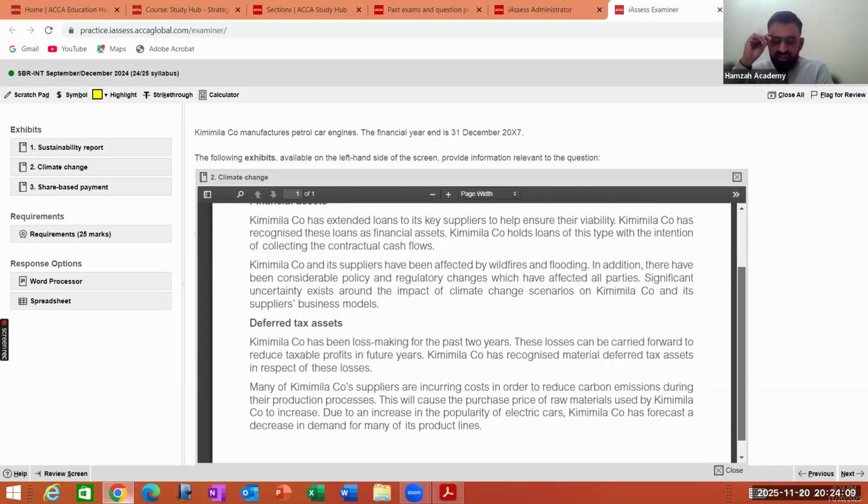Read the deferred tax asset. K company has been loss making for the last 2 years. They are already making losses. These losses can be carried forward to reduce the taxable profit in a future year. K company has recognized a material deferred tax asset in respect of these losses. They have recognized the tax asset because they are expecting that in future there will be taxable profit, there will be tax liabilities against which these assets can be used to reduce the tax payments.